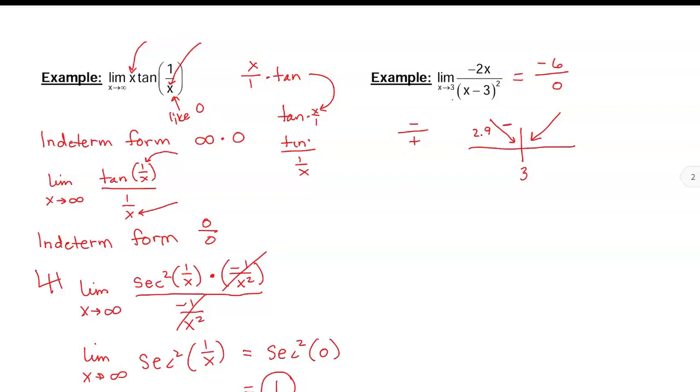Now we'll do the same thing on the right. If we pick a number just bigger than 3, like 3.1, when we substitute that in, the numerator is still going to be negative and the denominator is still going to be positive. So that is negative as well. Now the left hand and right hand limits do agree. They're both headed to negative infinity. So that means the limit equals negative infinity.